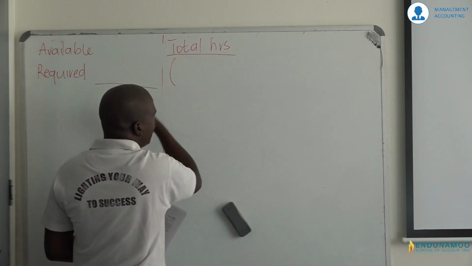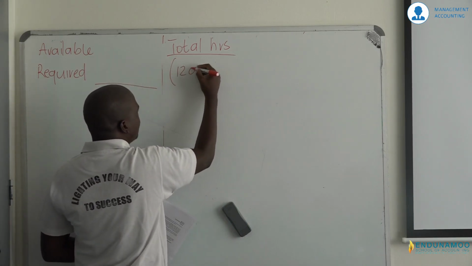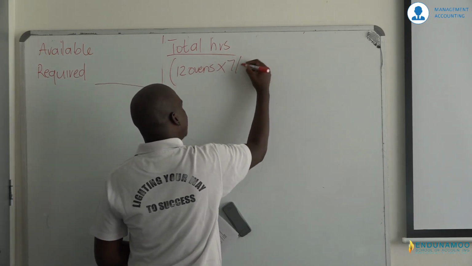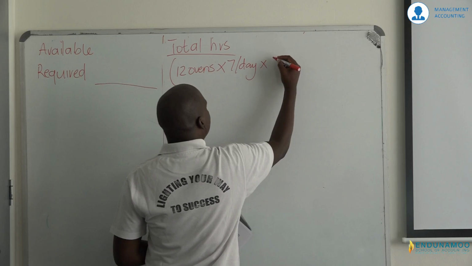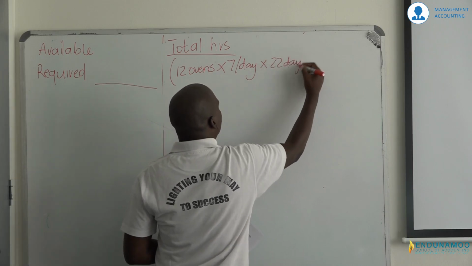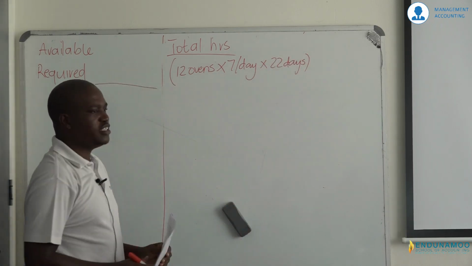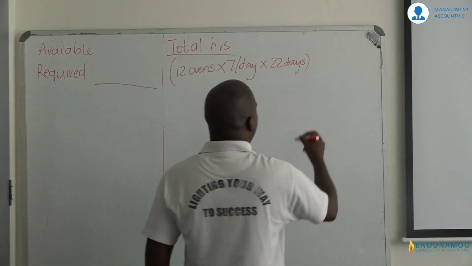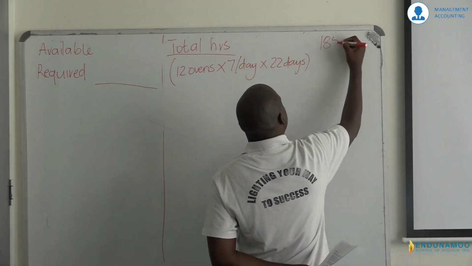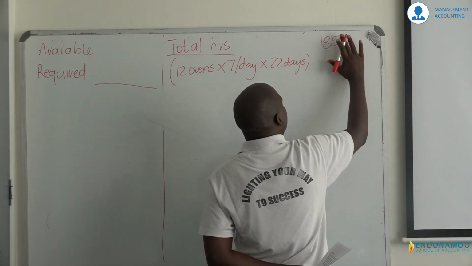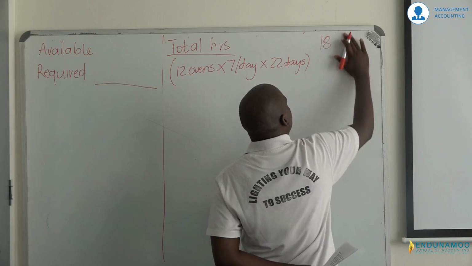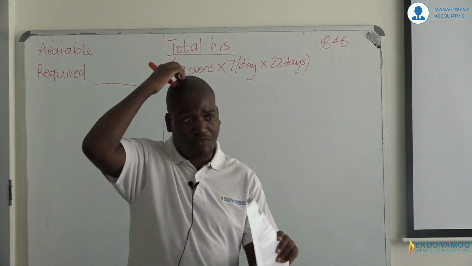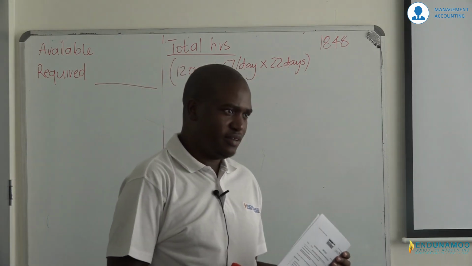So we've got 12 ovens, right? Each gives us 7 hours per day, right? Then there are how many days per month? 22. So how many hours did we expect to have? I expected to have 1848. So this is what I expected to have should all of them be working together.